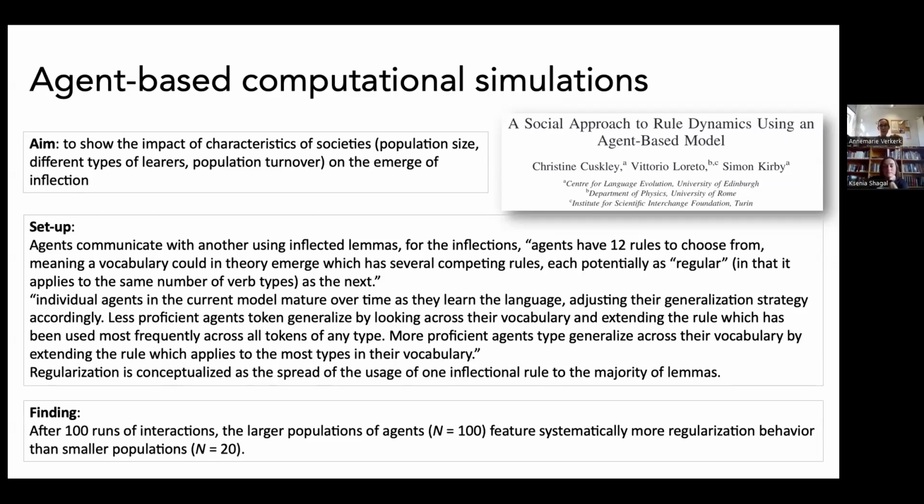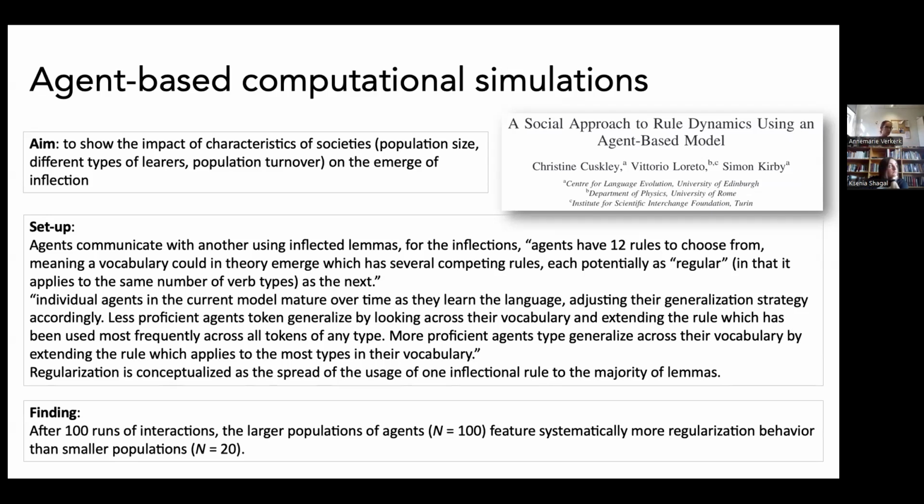What they want to do is simulate that with this agent-based approach. Their setup is that agents communicate with one another using inflected lemmas. And for these inflections, agents have 12 rules to choose from. So that means a vocabulary could in theory emerge which has several competing rules, and each of them can become regular, in the sense that it applies to the same number of verb types as the next.